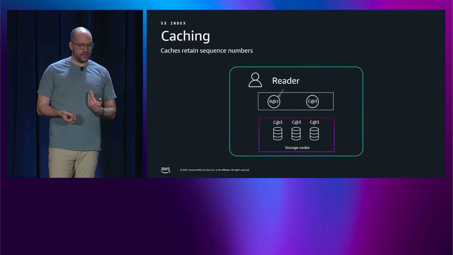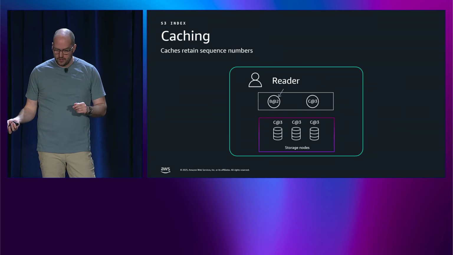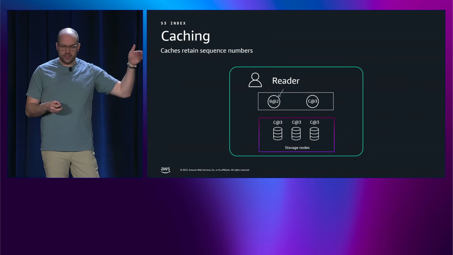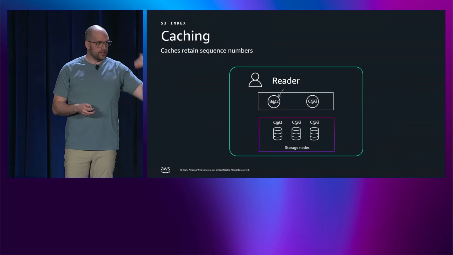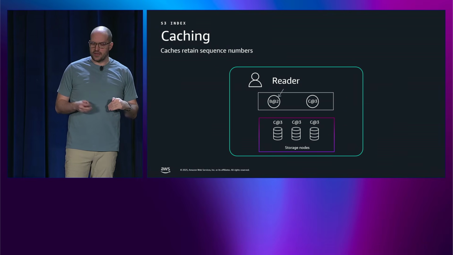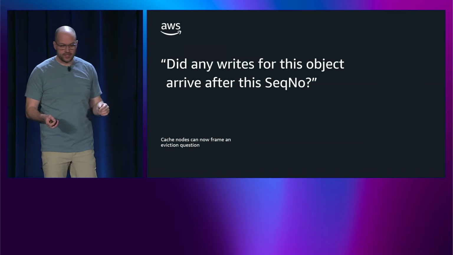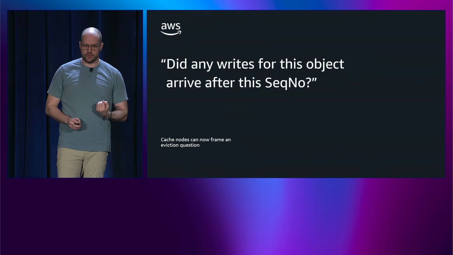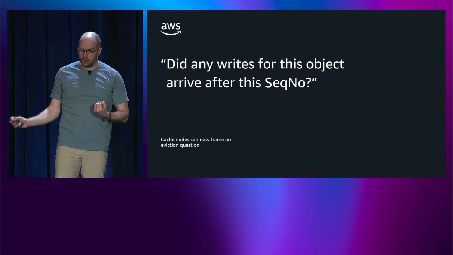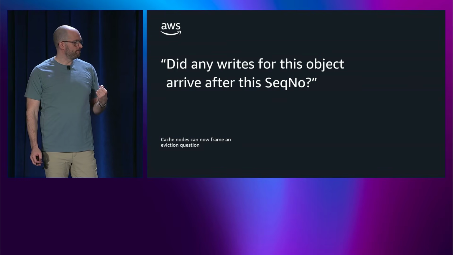And then on subsequent reads, like through the cache, the sequence number can be retrieved and stored. And so you see here in the cache, along with the value, we're also storing that sequence number. And these sequence numbers, plus the well-defined ordering, allow the cache node to ask this question before serving requests, which is, did any writes for this object arrive after this sequence number? And because of the journal, we're able to answer this question without talking to storage nodes.